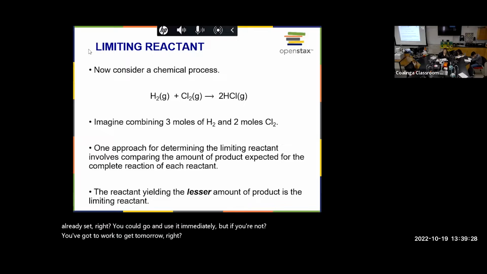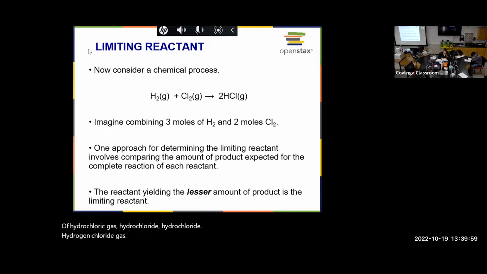Okay. So which one is limiting based upon our chemical equation? We look at the ratio. We have a 1-to-1 ratio, right? So for every 1 mole of hydrogen gas, it requires 1 mole of chlorine. And that's going to make 2 moles of hydrogen chloride gas.